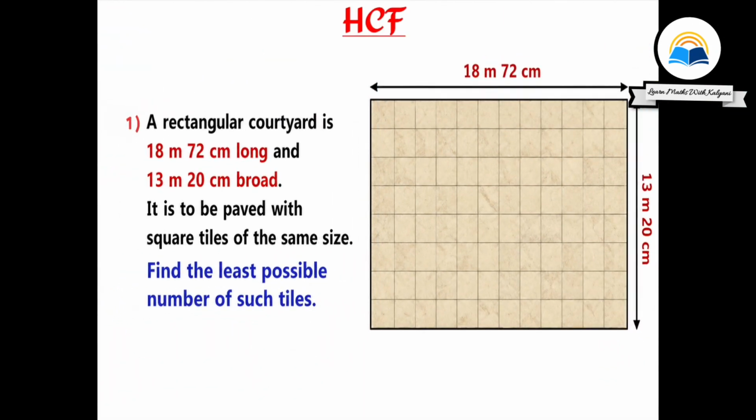A rectangular courtyard is 18 meters 72 centimeters long and 13 meters 20 centimeters broad. It is to be paved with square tiles of the same size. Find the least possible number of such tiles.